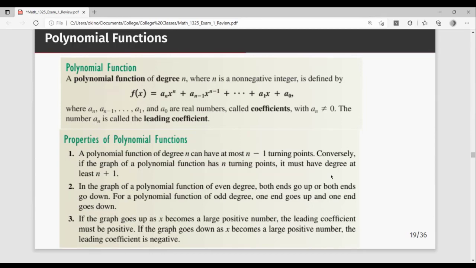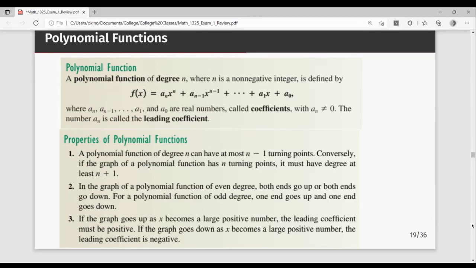So there are a couple of properties of polynomial functions. Right, a polynomial function of degree n can have n minus 1 turning points. And if the graph has an even degree, where the largest exponent is called the degree, if it's even, then both ends go up or both ends go down. But if it's odd degree, then one end goes up and one end goes down.